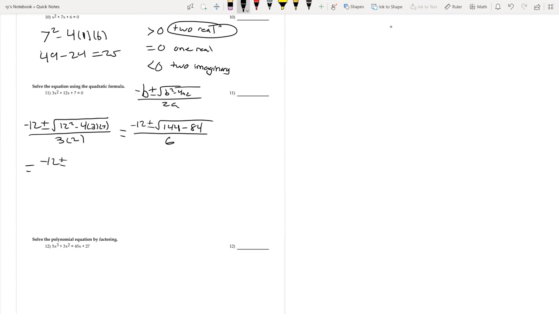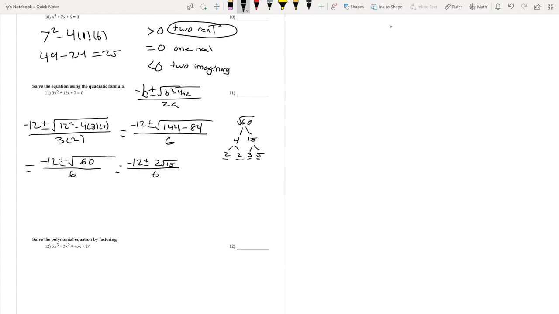Inside the square root, 144 minus 84 ends up being 60 all over 6. So simplifying the square root of 60 on the right here, I know it's divisible by 4 and 15. So 4 is 2 times 2, and 15 is 3 times 5. So my 2 goes on the outside. Since I have just a 3 and 5 left, inside the square root is 3 times 5. So in that case, I get negative 12 plus or minus 2 square root of 15 all over 6.